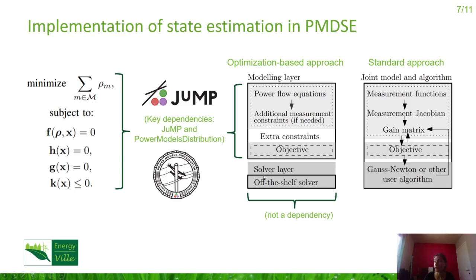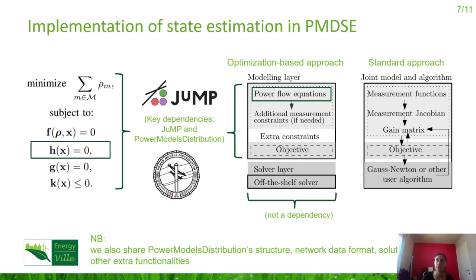And this is because the solving layer has been delegated to off-the-shelf solvers, which are not a dependency of the package, but are necessary to solve the state estimation problem eventually. The key dependencies of the package are JuMP and PowerModelsDistribution, which is where the model implementation actually takes place. And specifically from PowerModelsDistribution, we import the power flow equations, which are an important building block of the optimization-based approach. And to this package, we also owe the network data format and other important extra functionalities.